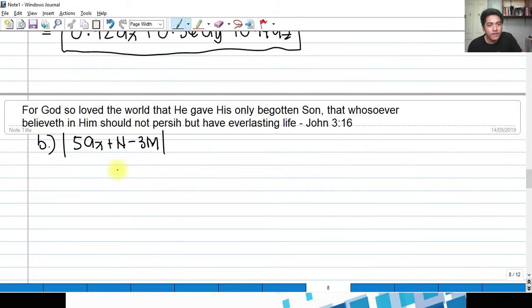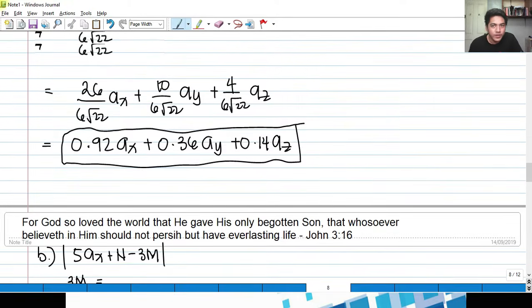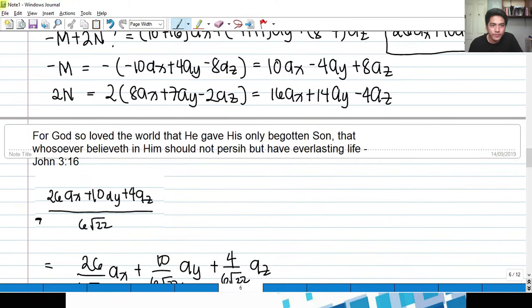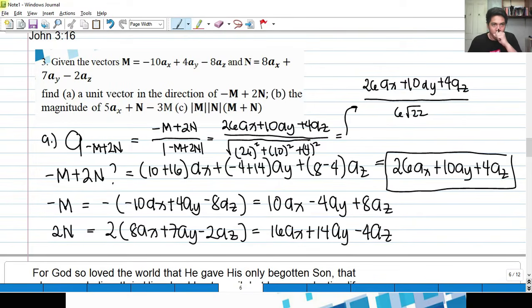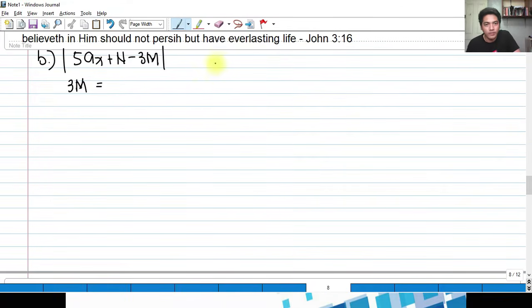So, we don't have the 3m. What is the 3m? Thrice the vector m. So, what is our vector m? Negative 10, 4, and negative 8 az.